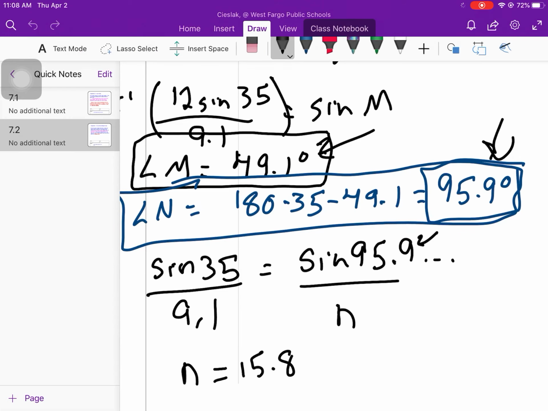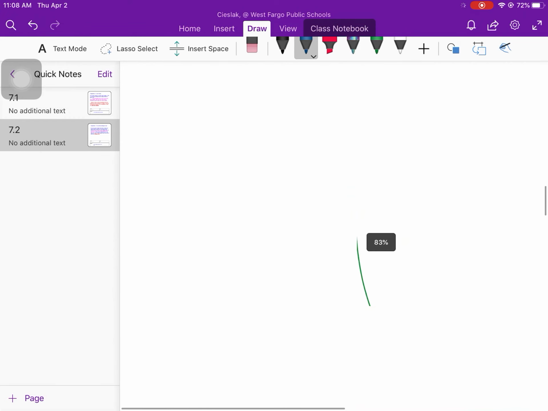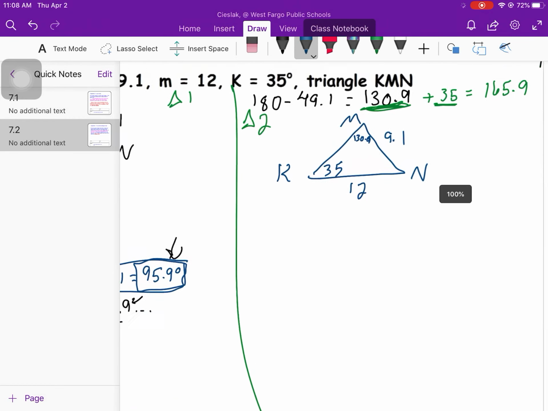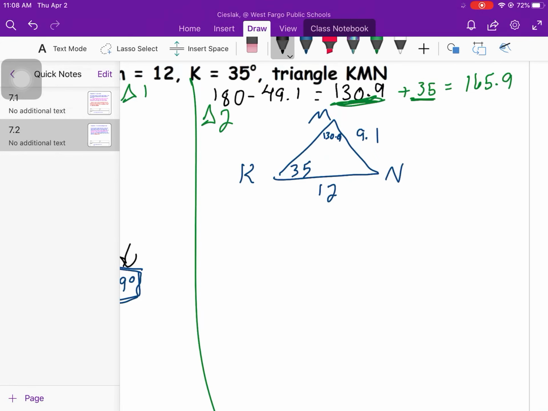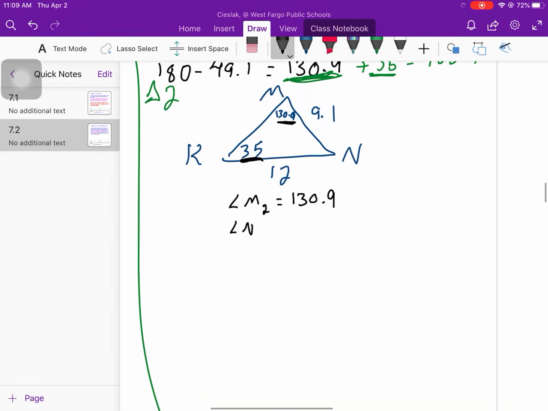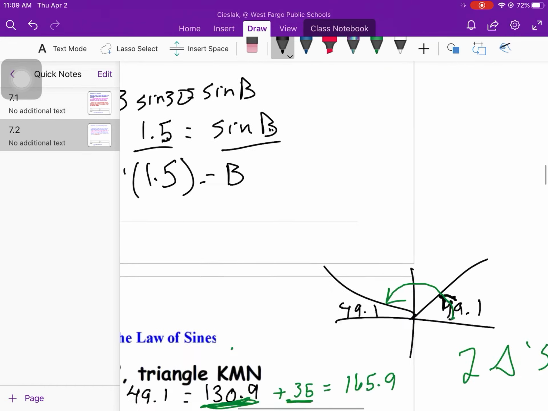What you should do is come back and do subscripts on these: N1, M1. Okay? So let's come over to this one. This one was where angle M2 was equal to 130.9. Same idea as the last one. I could find angle N by taking 180 minus 35 minus 130.9, which is going to give you 14.1. So angle N2 is equal to 14.1.